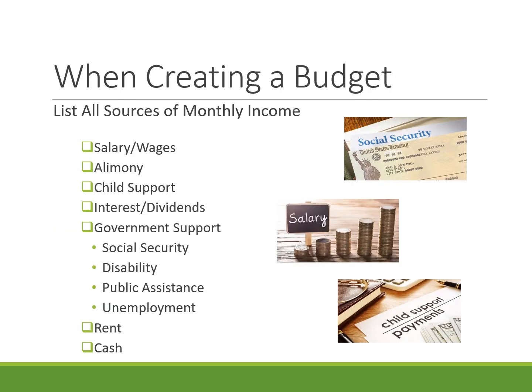When creating a budget, you need to start off with listing all sources of monthly income. And income, of course, includes salary and wages, but it also includes different things like alimony and child support, any government support, and also any rent you may receive if you have rental property or if somebody is renting out a room, as well as different things like cash. And the reason I added cash is because a few years ago I had a college student who received a certain amount of cash every month from their grandparents, and it was pretty much the same amount, so that is included in their source of income.